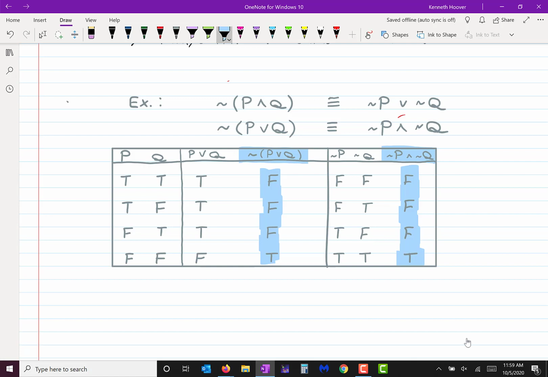I'm not saying they're both true. I'm not saying they're both false. I'm saying when one is true, the other is true. When one is false, the other is false. Or one of them is true if and only if the other one's true. Okay? And in fact, these two are very famous logical equivalences. Each one is called one of De Morgan's laws.